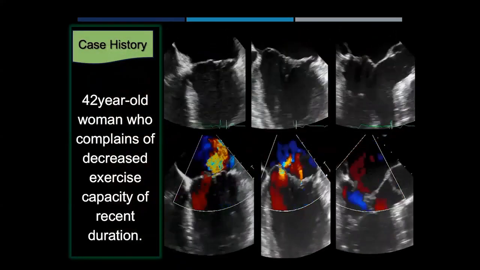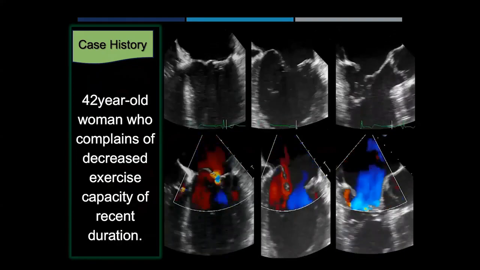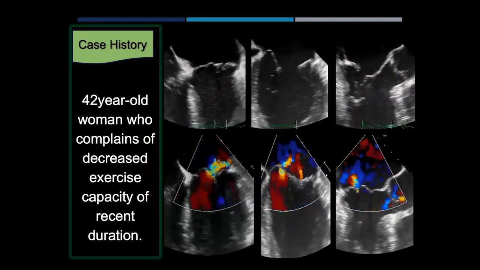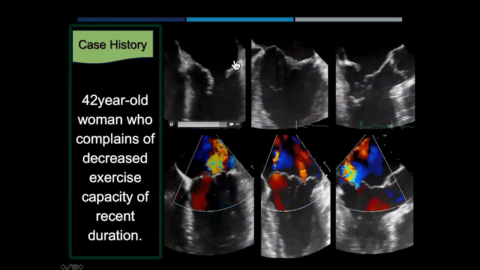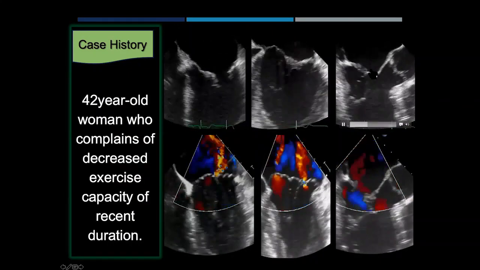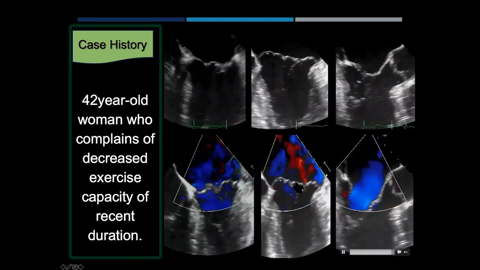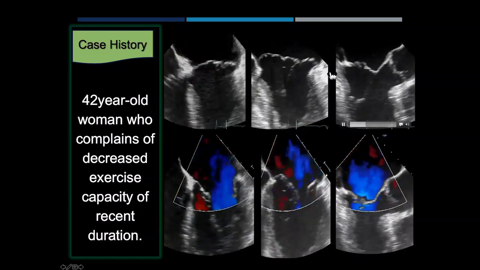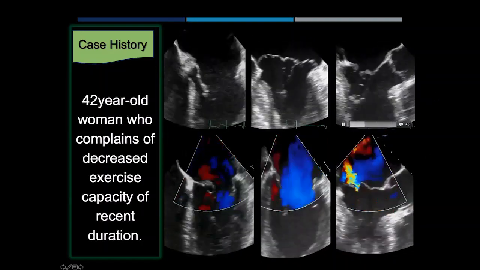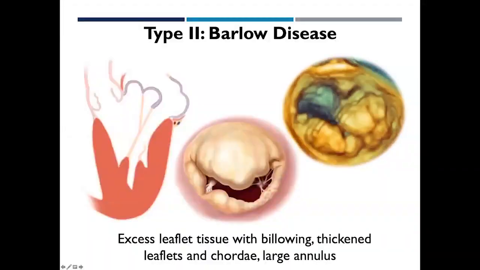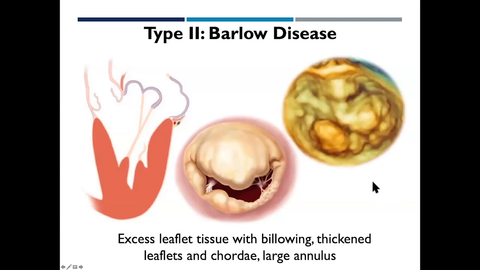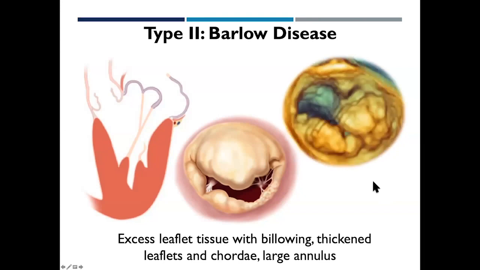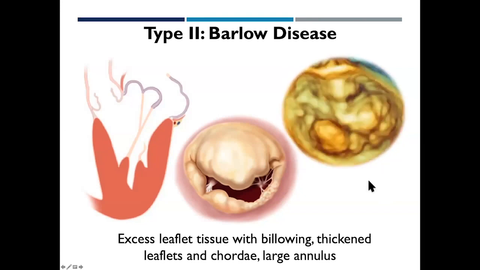Here's a 42-year-old lady who complains of decreased exercise capacity of recent duration. You can see on her echo, there's billowing, thickening of the mitral valve leaflets. Probably moderate mitral regurgitation, but not enough data is given here for quantification of MR, but definitely billowing thickened leaflets with extensive prolapse. This is the disease that we call Barlow's disease, where there's excess leaflet tissue with billowing, thickened leaflets, and elongated chordae with large annulus.